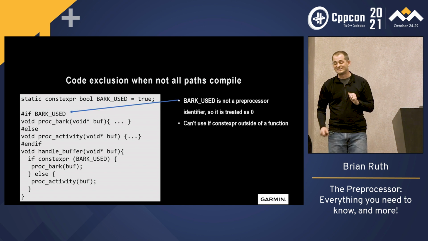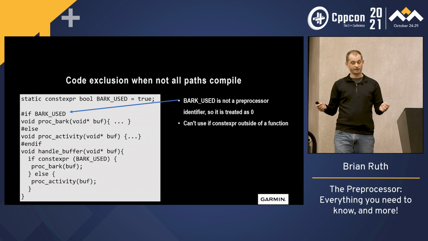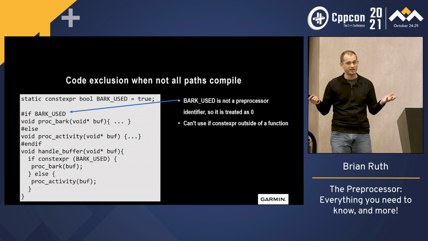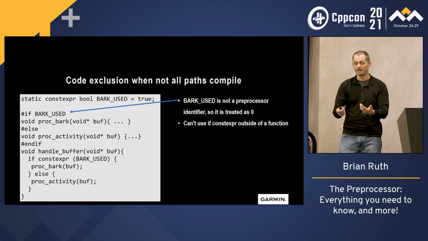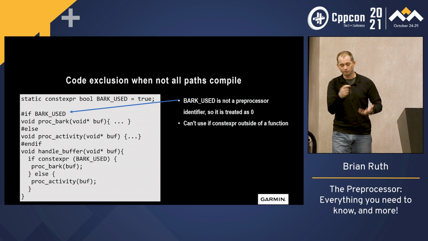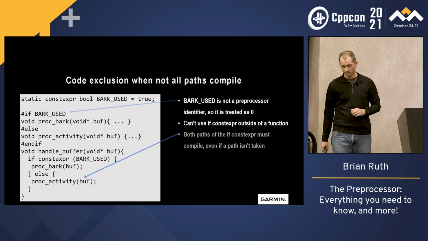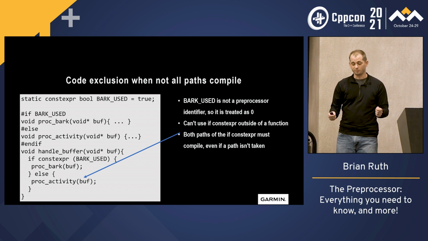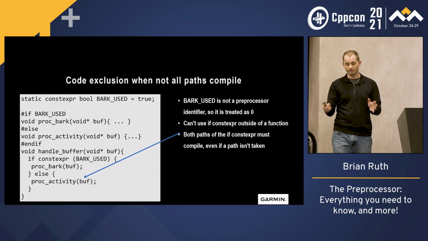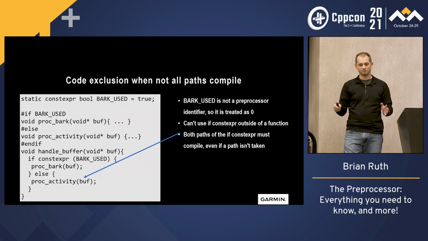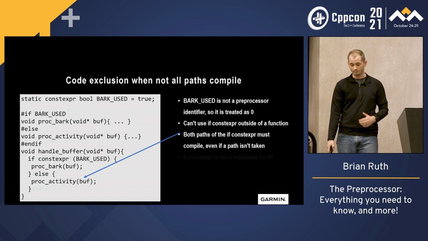So bark_used right there is not a preprocessor identifier. Because it's not identified, the preprocessor treats it as 0, because nothing is named bark_used as far as the preprocessor is concerned. And you can't use a preprocessor conditional or a constexpr if outside of a function, so there's no way to really exclude this code. And both paths of the constexpr if have to compile. So if bark_used is true and bark activity isn't in there, one of those two paths is not going to compile. It's not defined at all. So even if the path isn't taken, the constexpr if needs to be valid code.